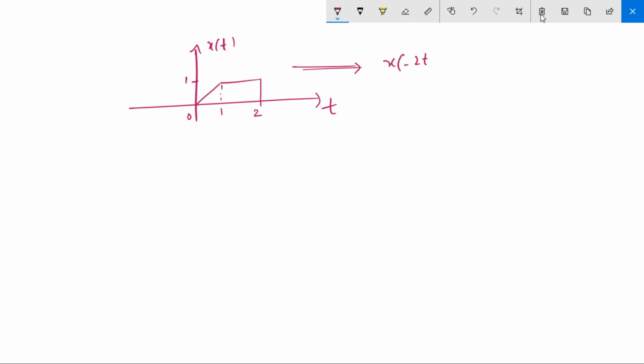Suppose I take a signal x of t like this, and I wish to transform this signal into x of minus 2t plus 1. Okay, now alpha in this case is 2, beta is 1. So in the previous case, it was a very general case. I am taking a specific case, how to get x of minus 2t plus 1. So you can get this signal in any of the 6 ways.